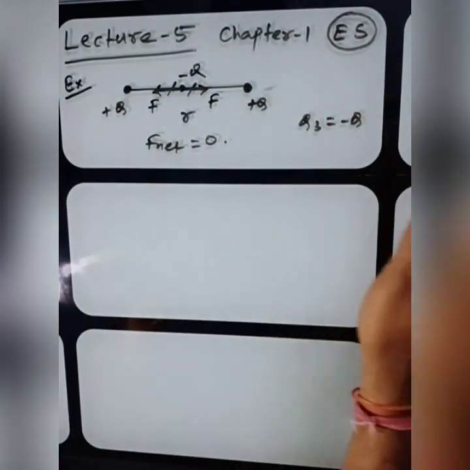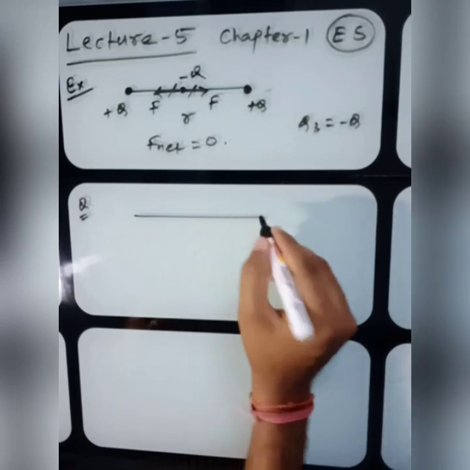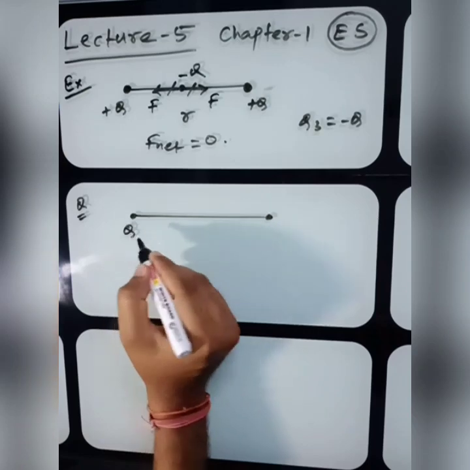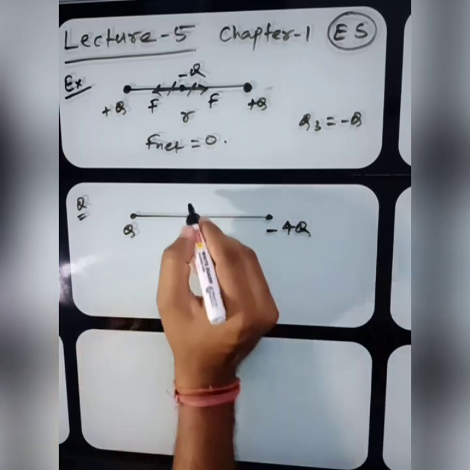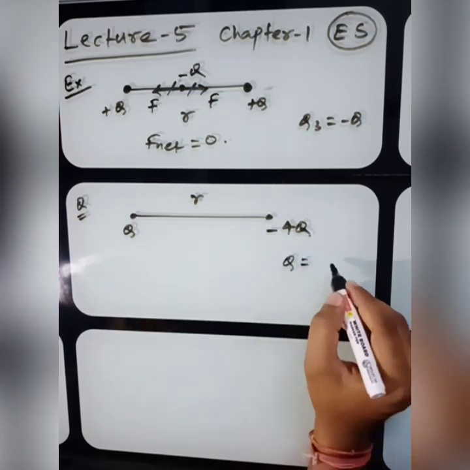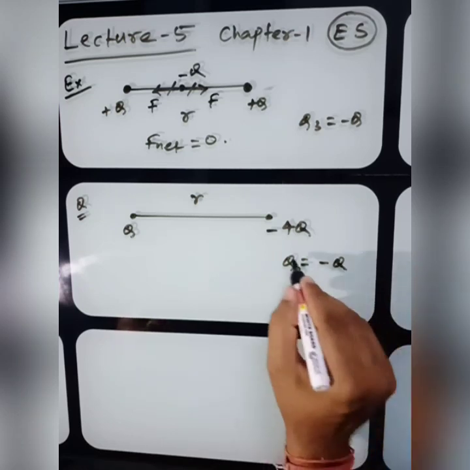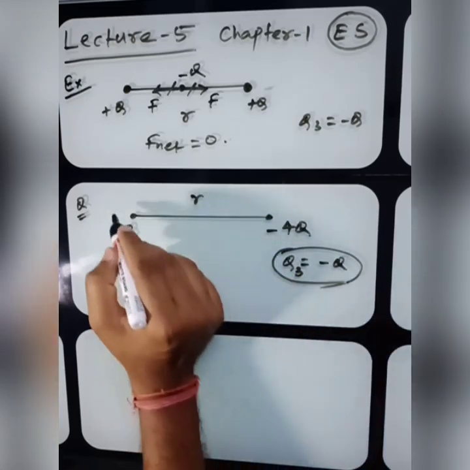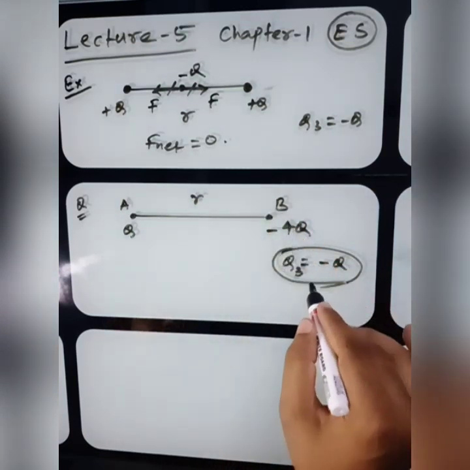On the basis of this concept, I am asking you this question. The two charges we have here are Q and minus 4Q, separated by distance R. The third charge Q3 is minus Q. Now the question: where should the third charge Q3 of value minus Q be placed on the line joining these two charges, say A and B, so that it experiences net force 0?